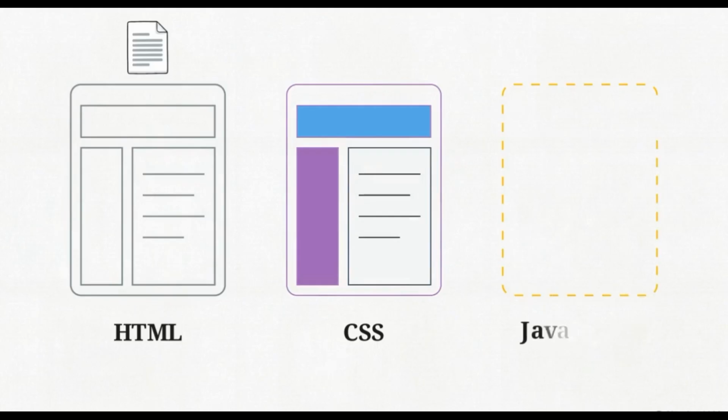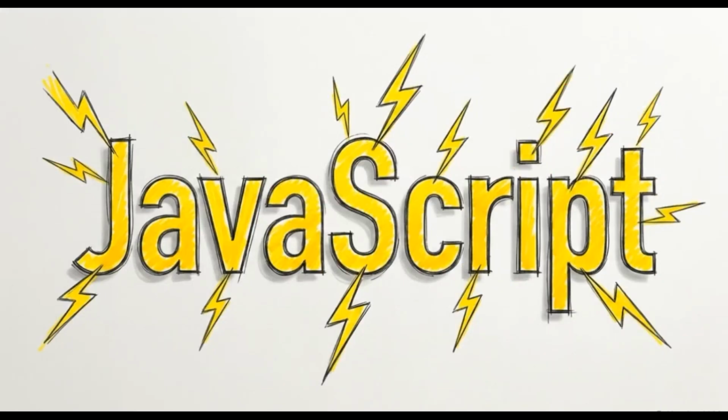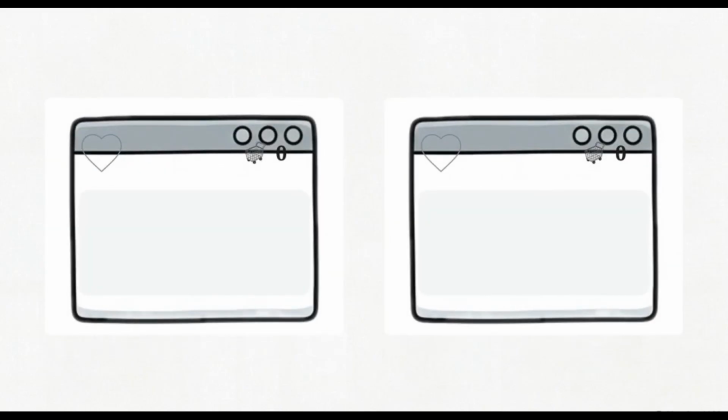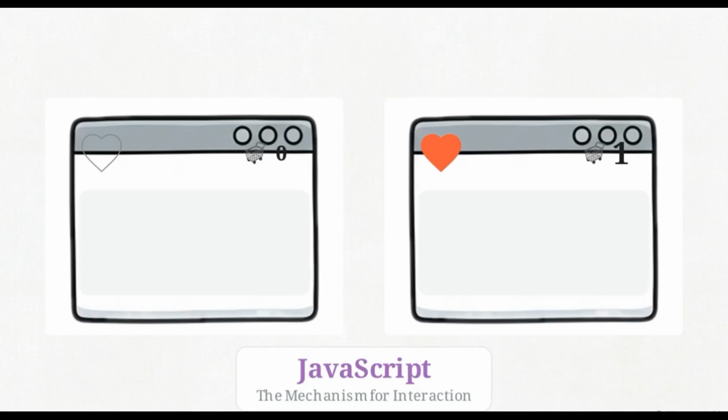You've built the structural bones with HTML and styled the layout with CSS. But to make a web page actually respond to a user, you need the third pillar of web development, JavaScript. Compare these two interfaces. On the left, a user clicks a button and nothing happens. On the right, the heart fills with color and the cart count updates. JavaScript is the mechanism that allows the page to react to those actions.